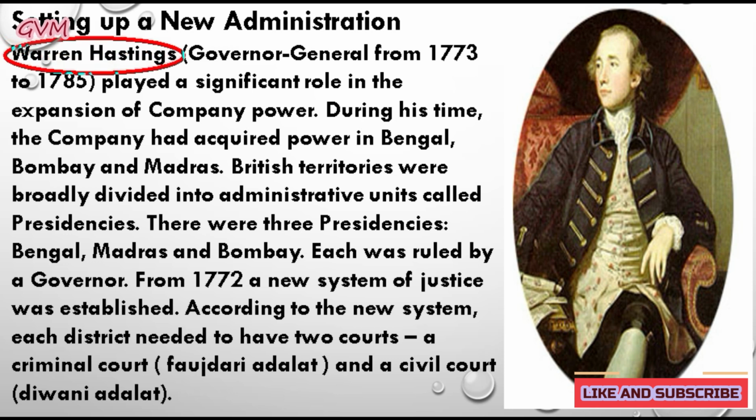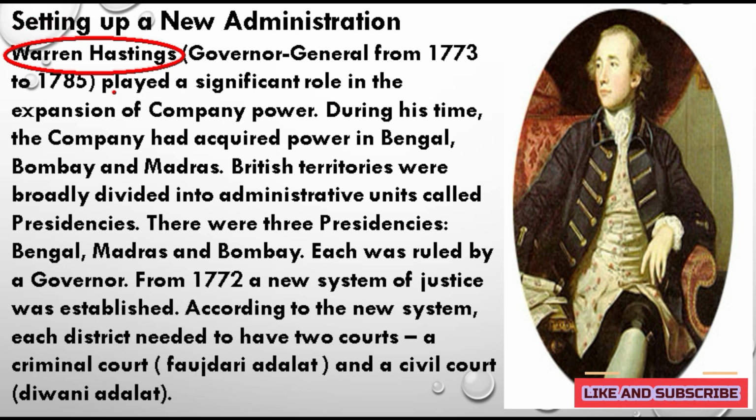Students, the man Warren Hastings, who was the Governor General of India from 1773 to 1785, played a very significant role in the expansion of company power in India. As you can see here in this figure, this was the man Warren Hastings. And students, during his time, the company had acquired power not only in Bengal but also in Bombay and Madras.